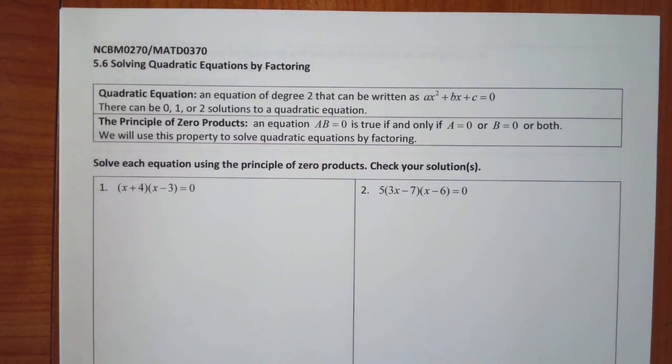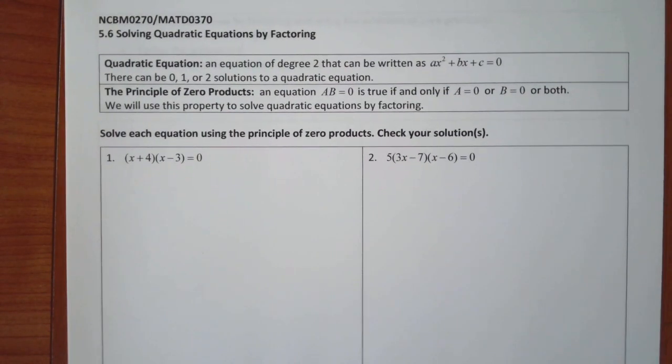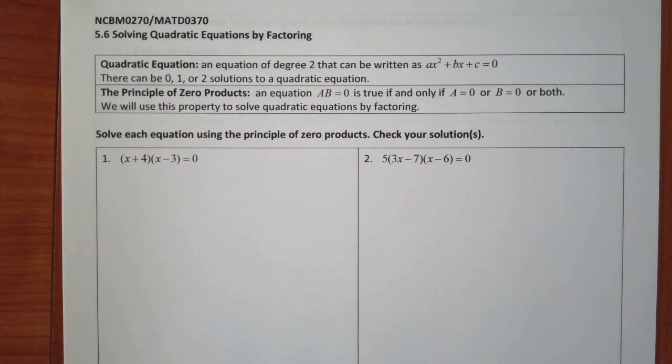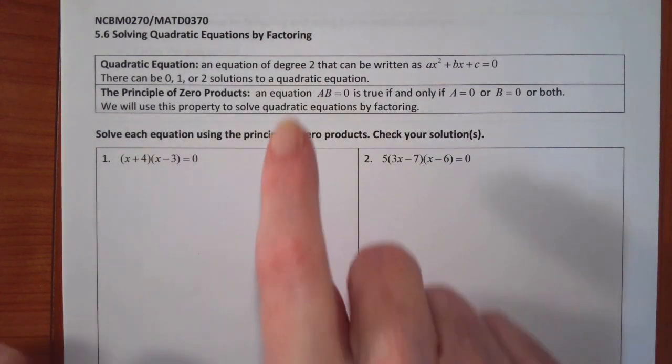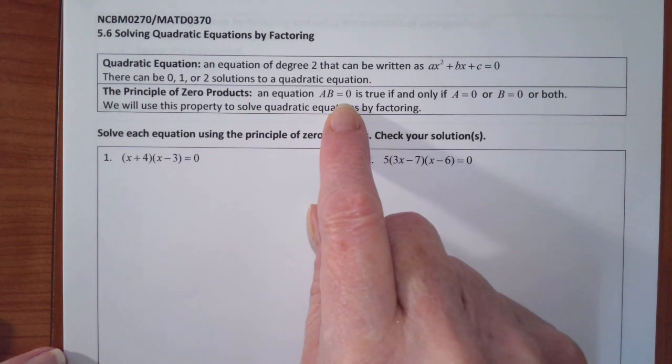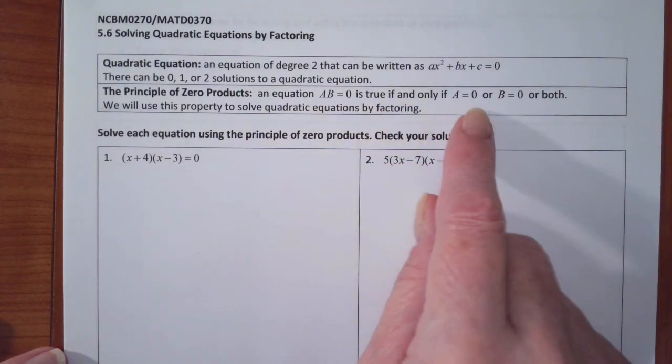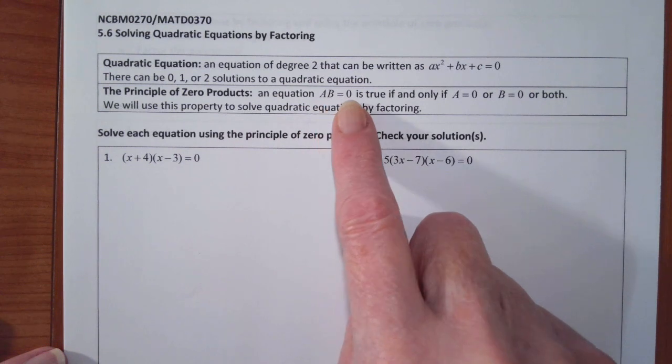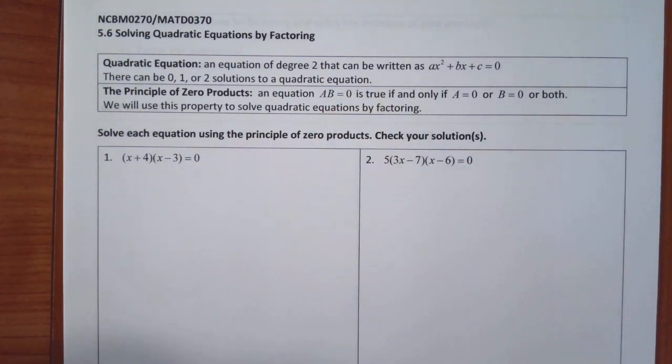But here's why factoring is important for doing this. The principle of zero products tells us if you have two things multiplied together and they equal 0, then the only way that can happen is if one of them is 0. So if you are multiplying two things and it equals 0, then one of them has to be 0 in order for the product to be 0. That's the only way you can get 0 through multiplication, is if you multiply by 0.